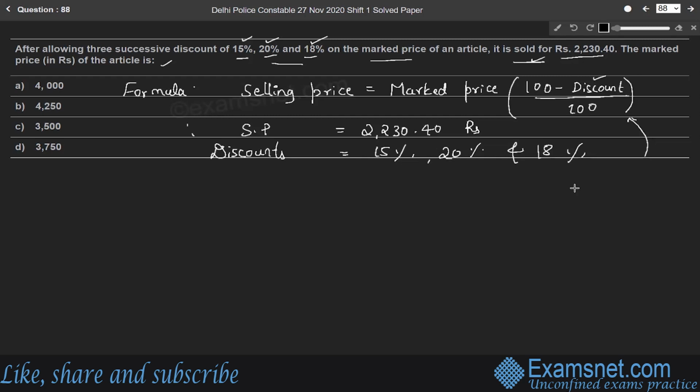So let us find the marked price using the given formula. So let marked price of an article, so marked price of the article is equal to X rupees. Therefore, from the above formula, selling price, what is selling price?